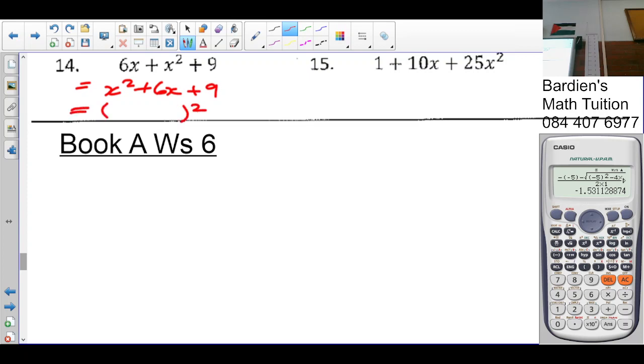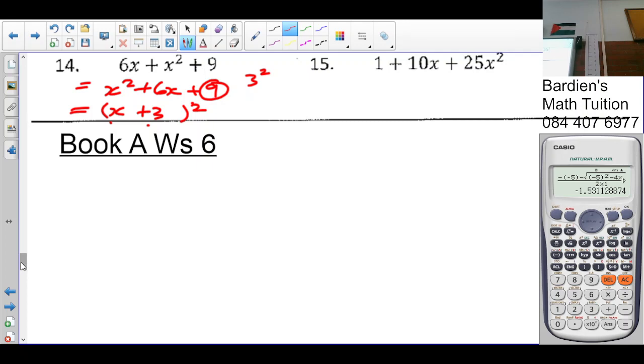Yes? But isn't this 3 squared? Which means 9 is a perfect square. Okay. So what's the square root of x squared? Plus or minus? Plus. Square root of 9? So what's x times 3 times 2? 6x. So there we go.